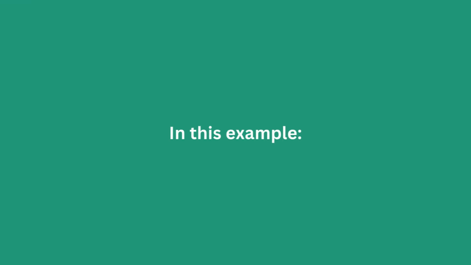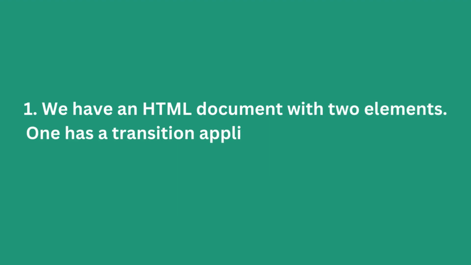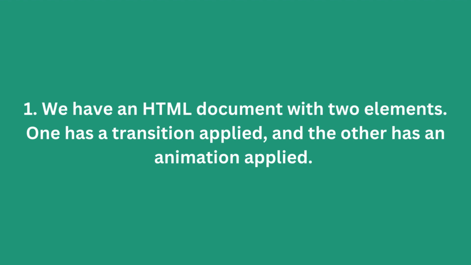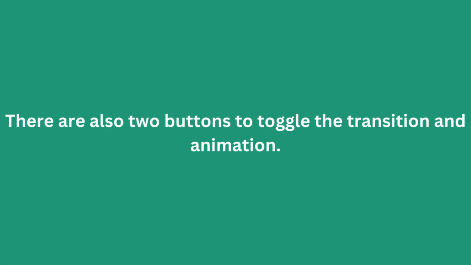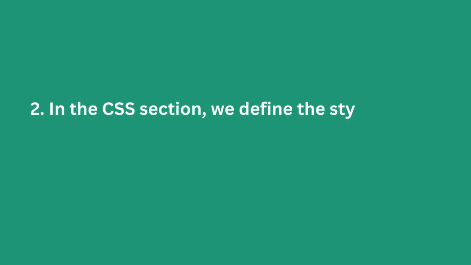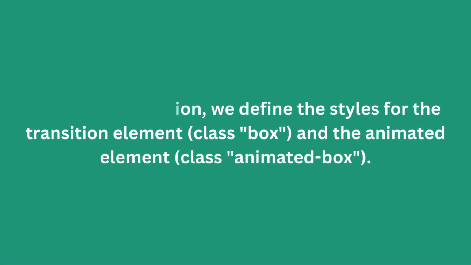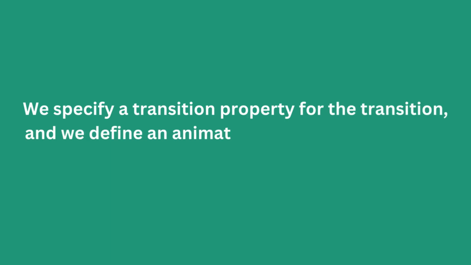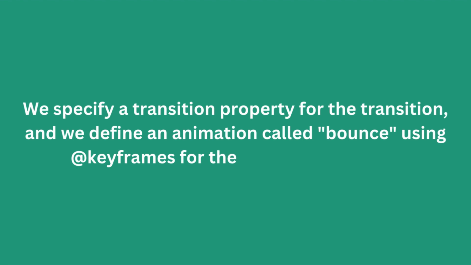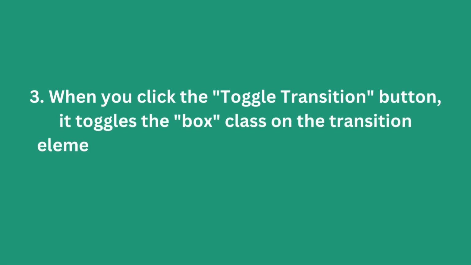In this example, 1. We have an HTML document with 2 elements. One has a transition applied and the other has an animation applied. There are also 2 buttons to toggle the transition and animation. 2. In the CSS section, we define the styles for the transition element, class box, and the animated element, class animated-box. We specify a transition property for the transition, and we define an animation called bounce using keyframes for the animated element.